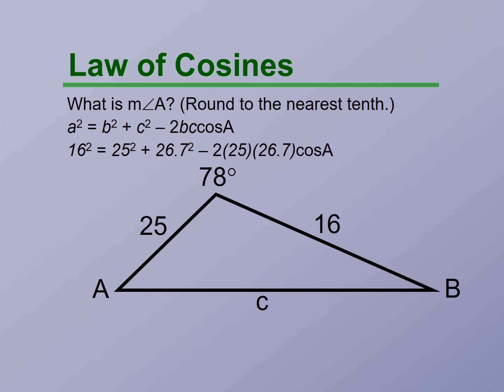So I will go ahead and simplify as much as possible. I'll find out what 16 squared is. I'm going to subtract 25 squared. I'm going to subtract 26.7 squared, and then I'm going to divide by -2 times 25 times 26.7. And then I'll have an answer that's equal to cosine A. And then to undo the cosine, I will do the cosine inverse, which you can do on your calculator by hitting second cosine. And then that will give me angle A. Rounding to the nearest tenth would be 35.9 degrees.